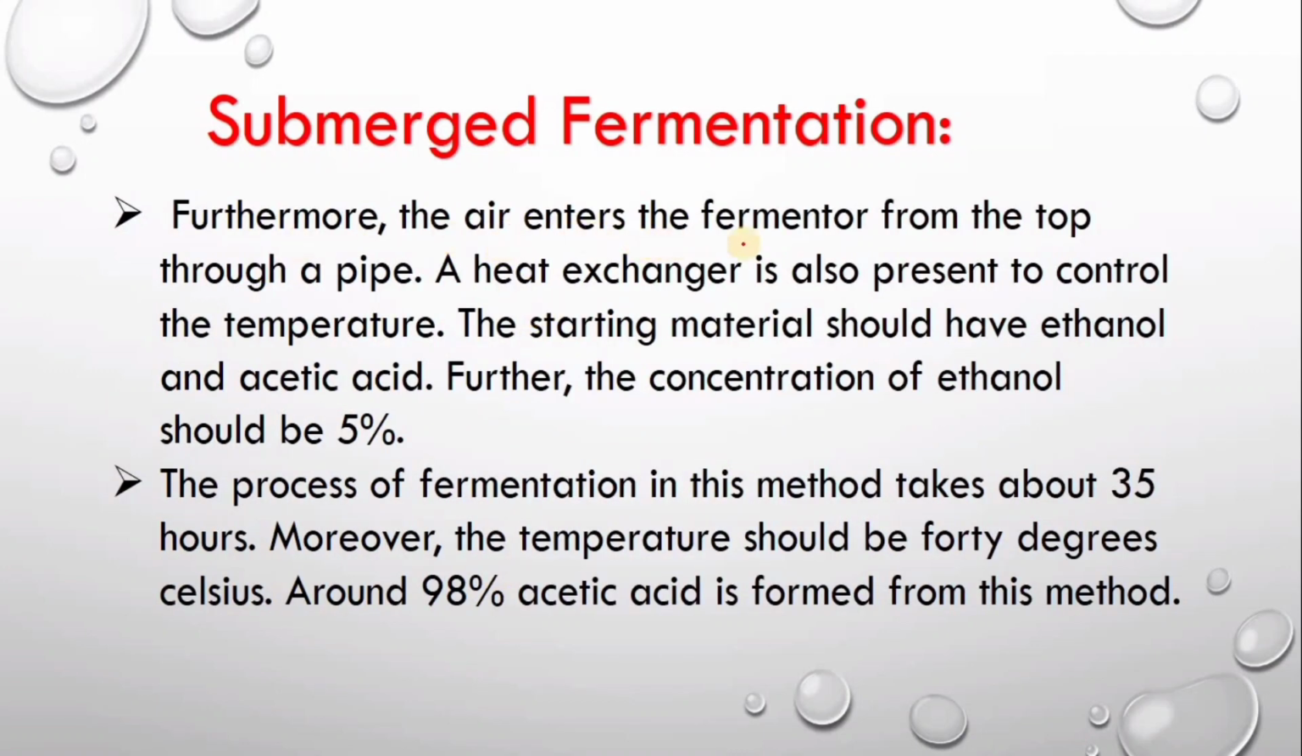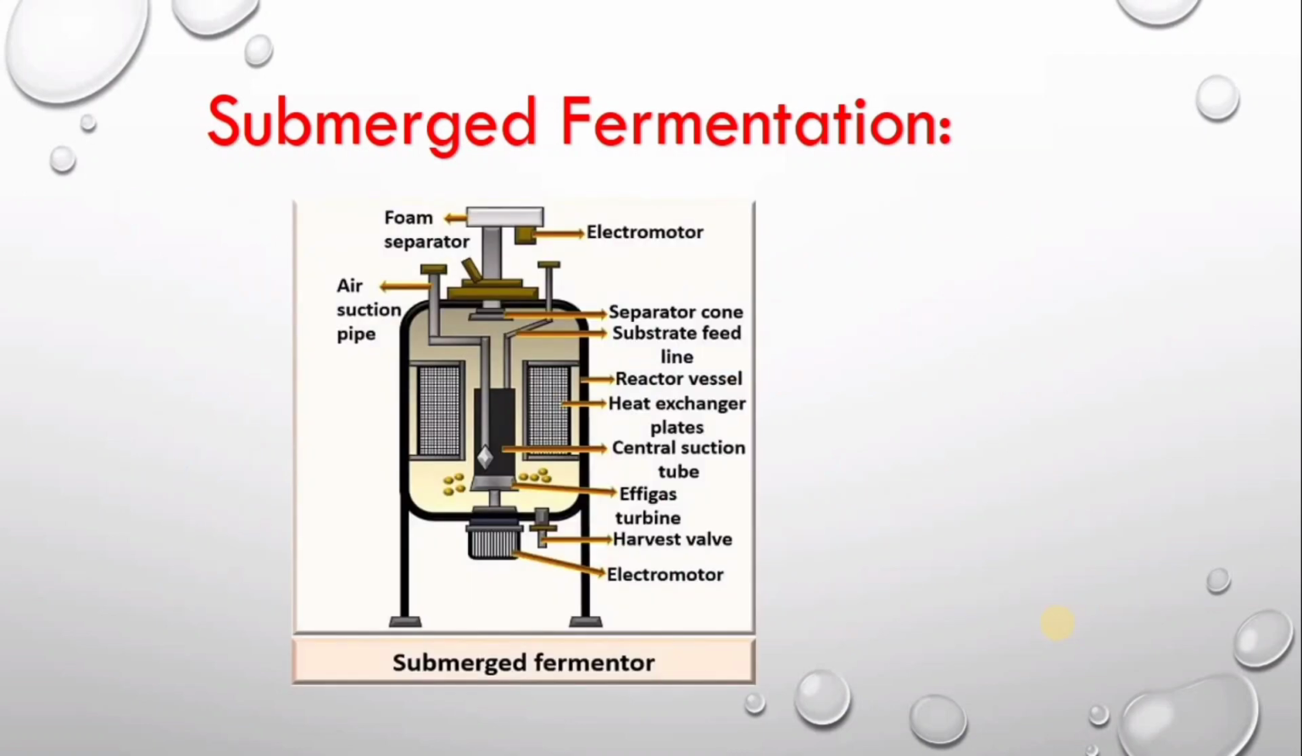Furthermore, the air enters the fermenter from the top through a pipe. A heat exchanger is also present to control the temperature. The starting material should have ethanol and acetic acid. Further, the concentration of ethanol should be 5%. The process of fermentation in this method takes about 35 hours. Moreover, the temperature should be 40 degrees Celsius. Around 98% acetic acid is formed from this method. So this is the diagram of submerged fermentation.